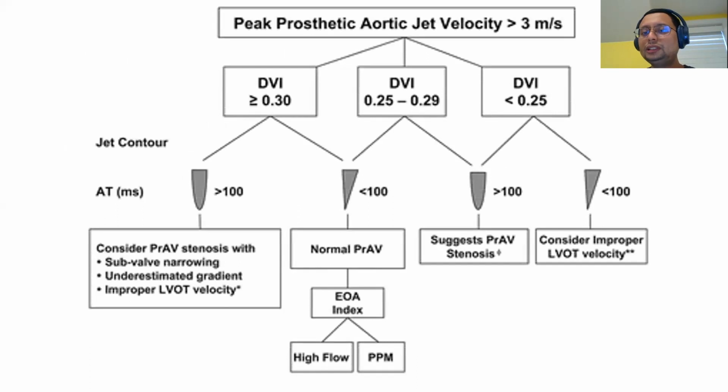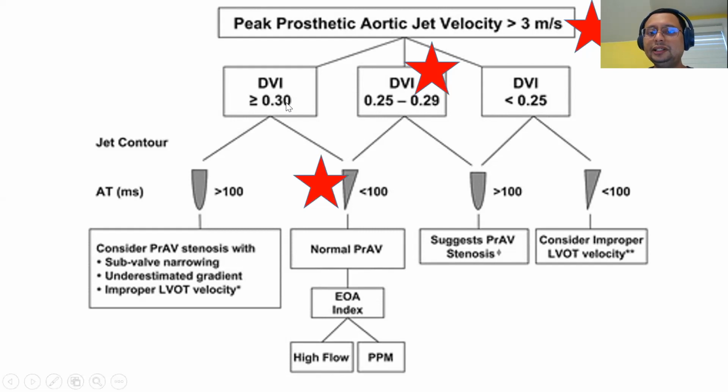Now, how do I know that? Look at the algorithm. I start with a velocity that is more than 3 meters per second. However, my dimensionless index is 0.26, so it is in the middle. My acceleration time is less than 100, so it is there. Now look, this is a normal valve, right? So now we need to do the effective orifice area index. Our patient's effective orifice area index is less than 0.85. It is 0.65. So this is patient prosthetic mismatch.